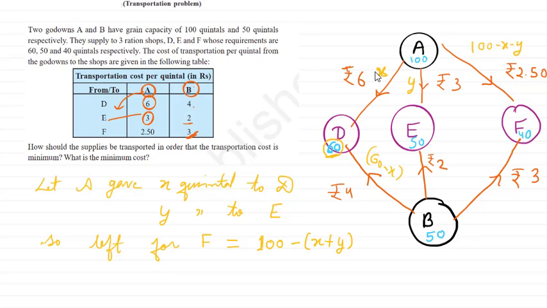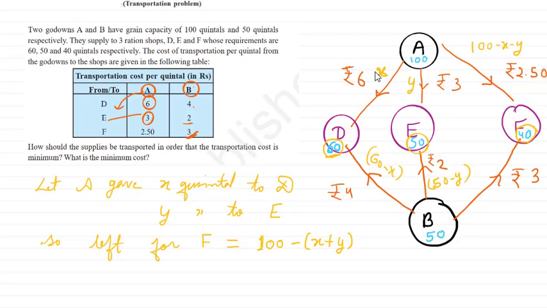Now the same thing for E: the capacity of E is 50. It has already taken Y quintals from A. So from B it will take only 50 minus Y quintals. The same way, the capacity of F is 40. So how much will it take from B?